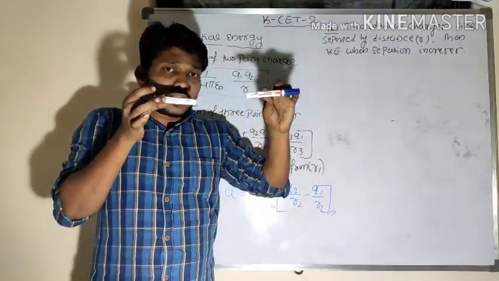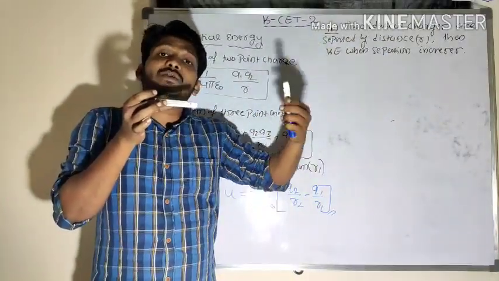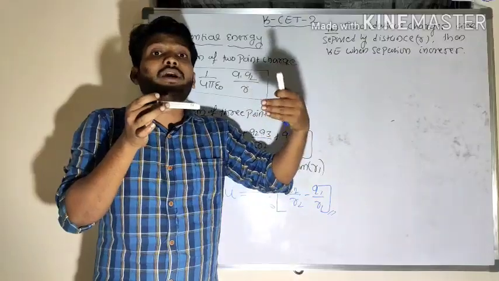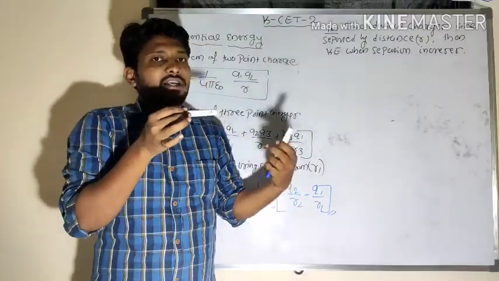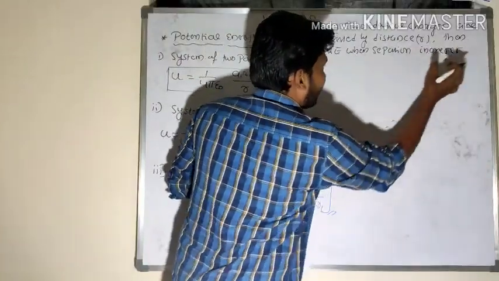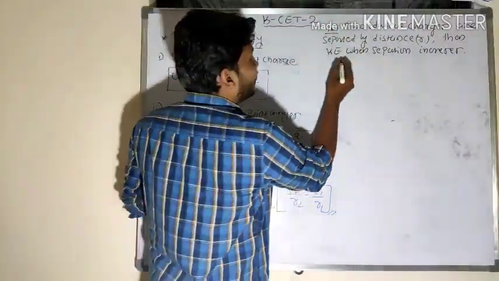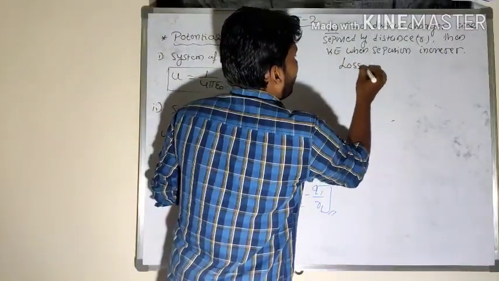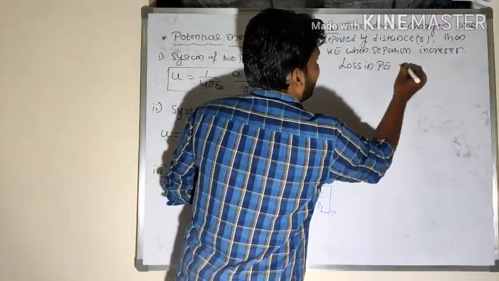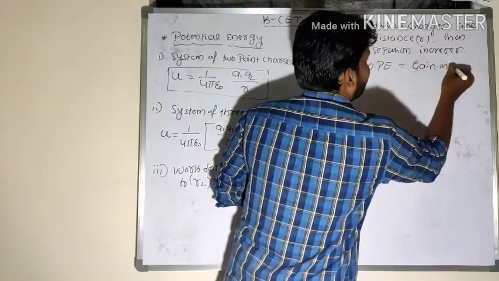Then kinetic energy increases here. Kinetic energy increases means what about the potential energy? The potential energy value should decrease here, from conservation of energy. So if the charged particle's kinetic energy increases, its potential energy should decrease. So the loss in potential energy is equal to the gain in kinetic energy.